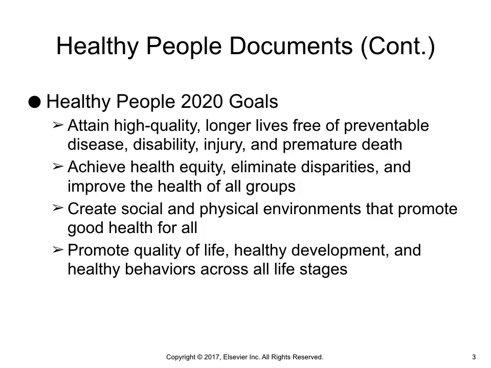Healthy People 2020 promotes a society in which all people live long, healthy lives. There are 4 overarching goals. 1. Attain high-quality, longer lives free of preventable disease, disability, injury, and premature death. 2. Achieve health equity, eliminate disparities, and improve the health of all groups. 3. Create social and physical environments that promote good health for all. And 4. Promote quality of life, healthy development, and healthy behaviors across all life stages.